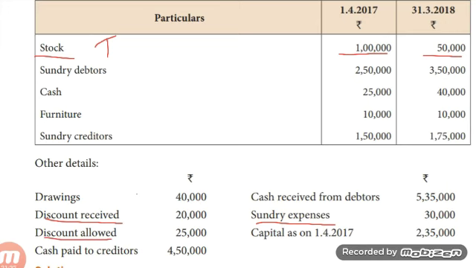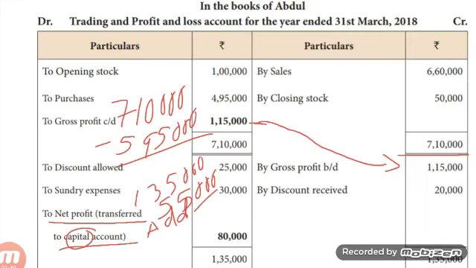Okay. Next, sundry expenses. Sundry expenses means many expenses. Small expenses together are recorded as sundry expenses. Okay. Write as to sundry expenses. Now we have recorded all expenses and income in the profit and loss account. Then find the balance.